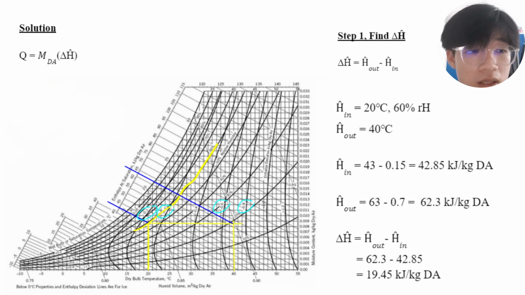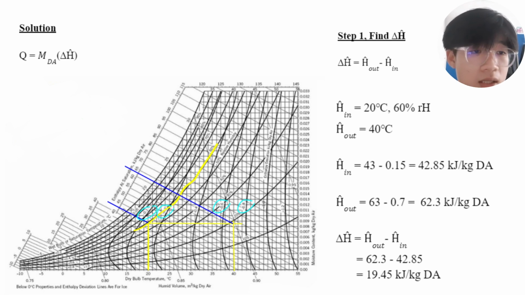Again, we don't have saturated air, so we have to account for the enthalpy deviations, adding the value in it. Since our value is in the middle of negative 0.6 and negative 0.8, we take the middle value, which is 0.7. So 63 minus 0.7, we get 62.3 kilojoules per kg of dry air.